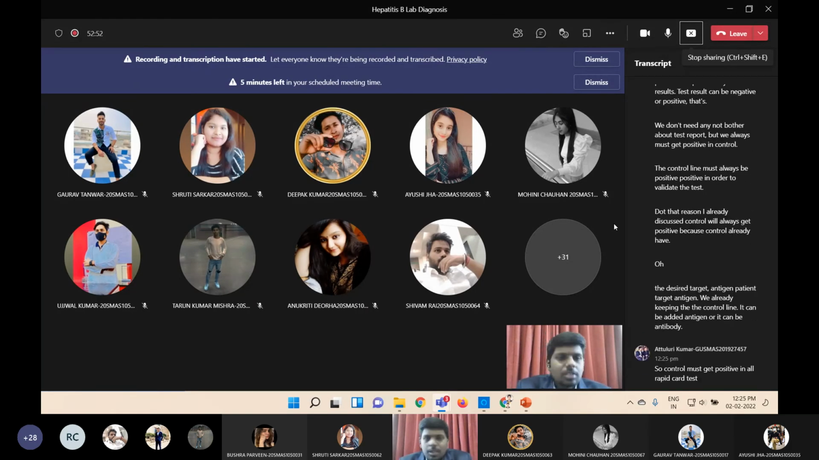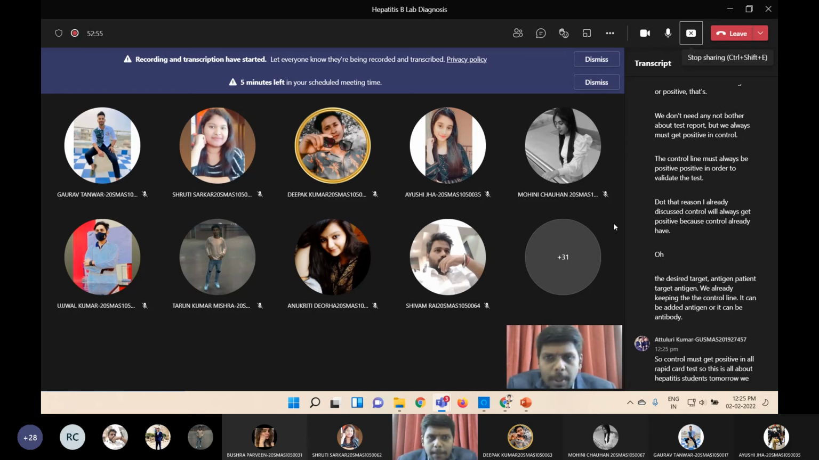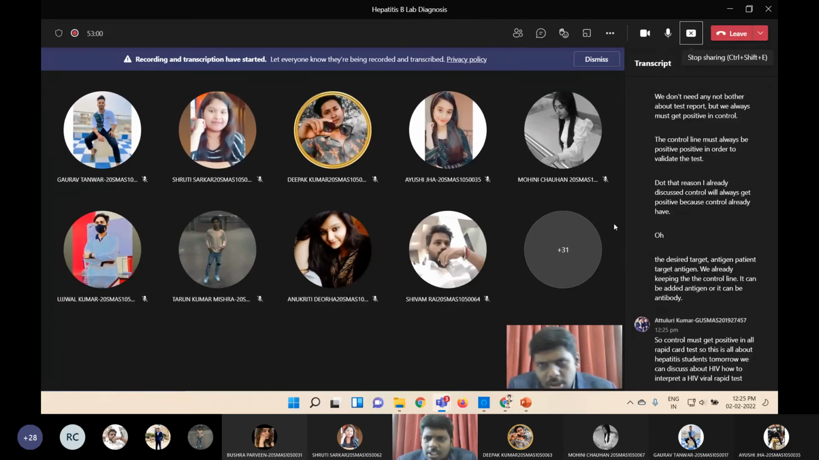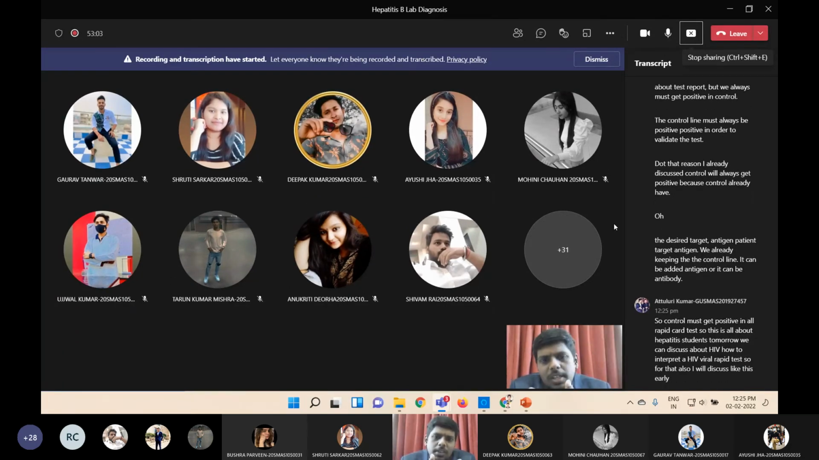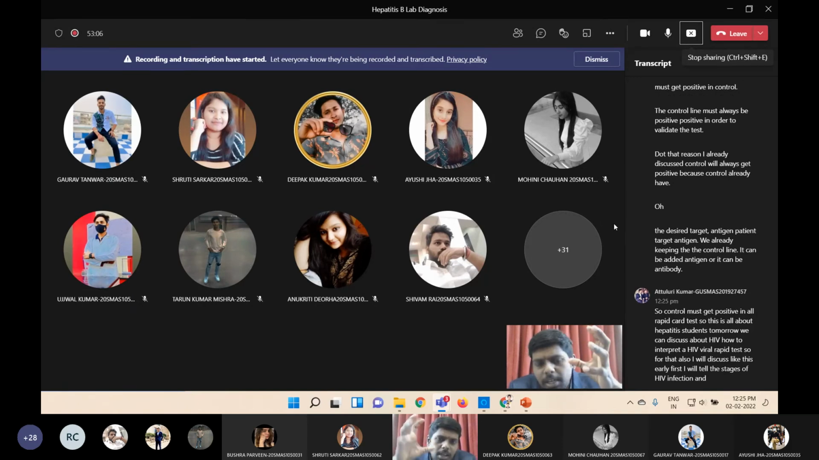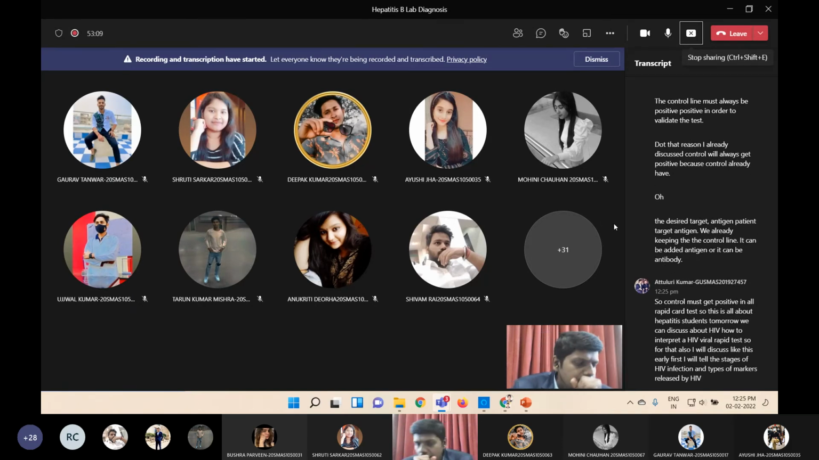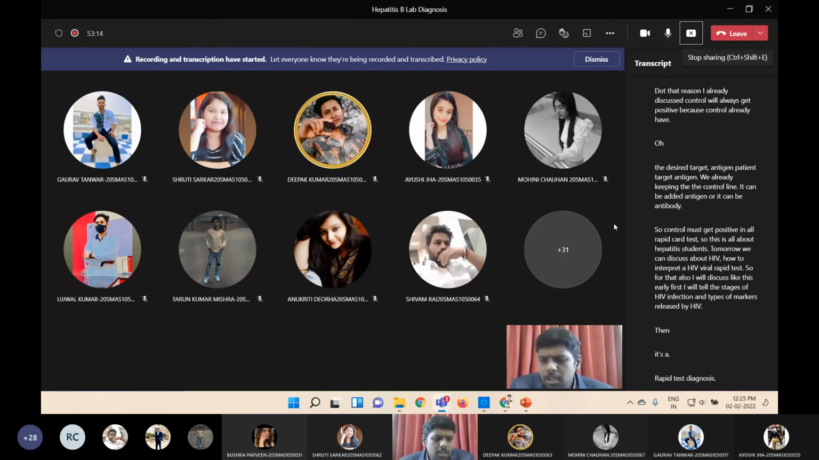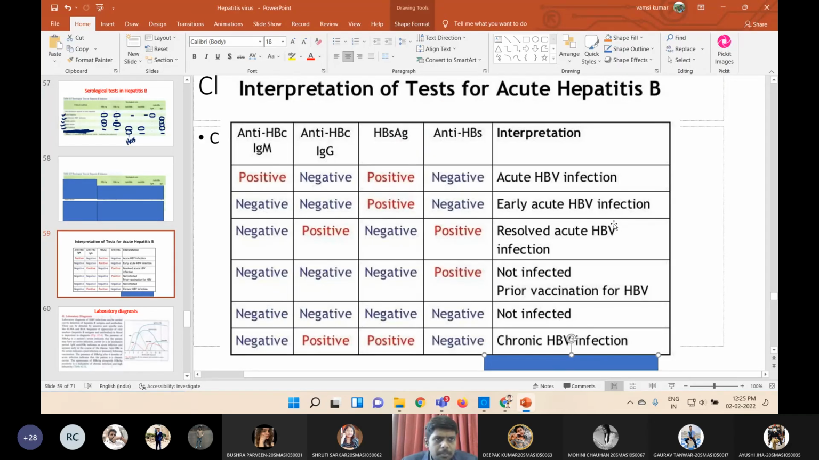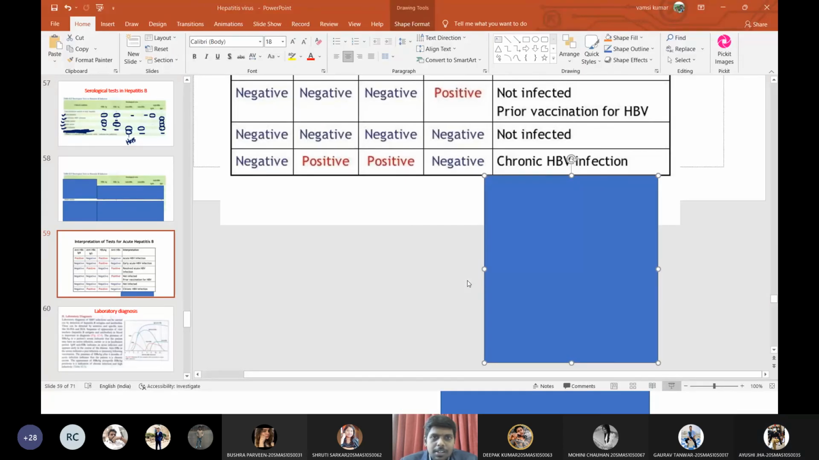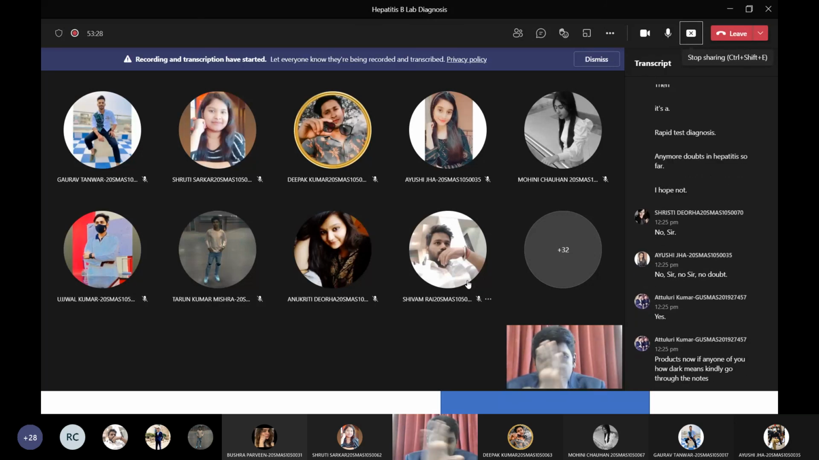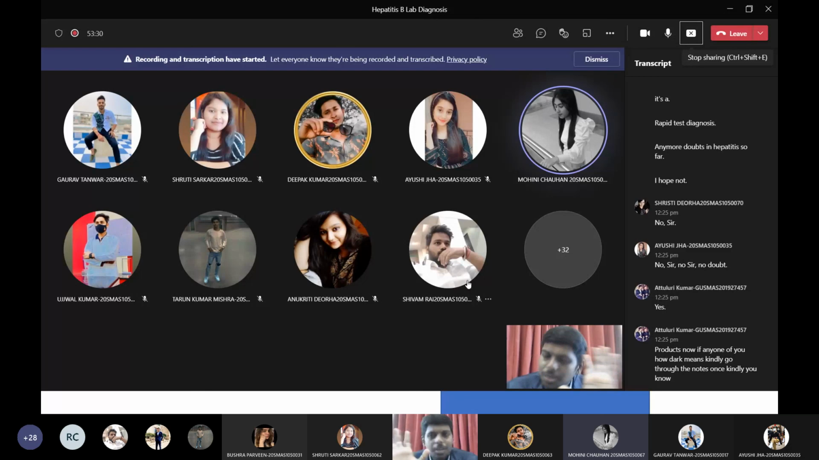So this is all about hepatitis, students. Tomorrow we can discuss HIV, how to interpret an HIV rapid test. For that also I will discuss like this only. First I will tell the stages of HIV infection and the types of markers released by HIV. Then the rapid test diagnosis. Any more doubts in hepatitis so far? I hope not. No doubts. If any one of you has doubts, kindly go through the notes once and overview it. Then it will be clear to you.